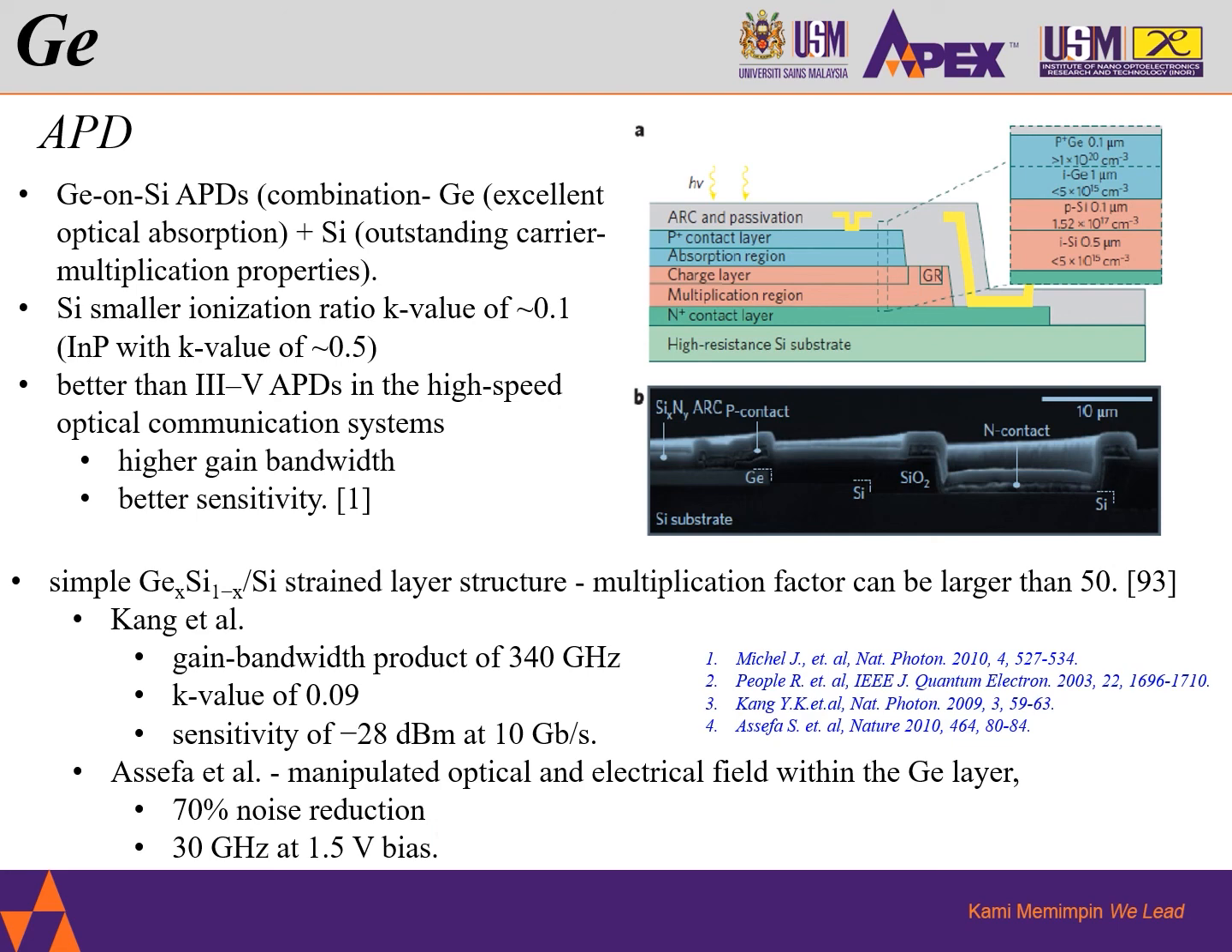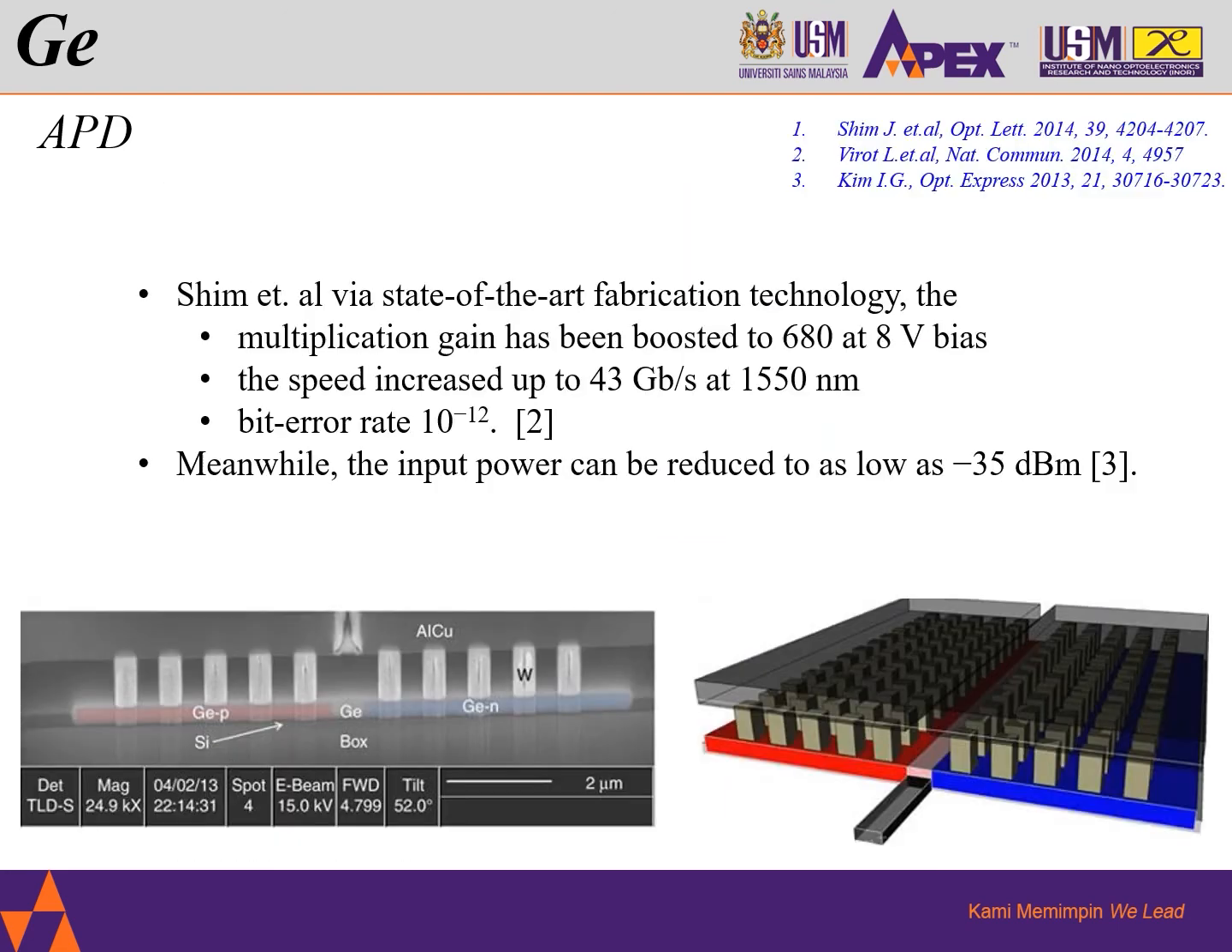at a 1.5 volt bias. With the state-of-the-art fabrication technology, as you can see here in this picture, the multiplication gain has been boosted up to 680 at 8 volts of bias. The speed increased up to 43 gigabit per second at 1550 nanometer wavelength with a bit error rate of 10 to the power of -12. Meanwhile, the input power can be reduced as low as -35 dBm.